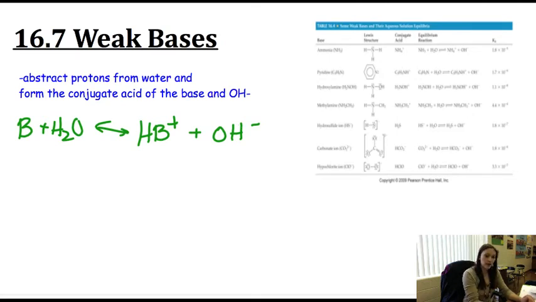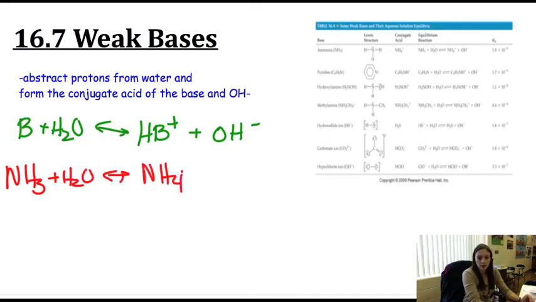So if you have something like NH3, which is a base, NH3 with water, it's going to take one of these protons or hydrogens from water and make NH4 plus, and then we're left with OH minus. Even though we have pluses and minuses, notice how they do add up to be 0, and we don't have any charge on the left side.